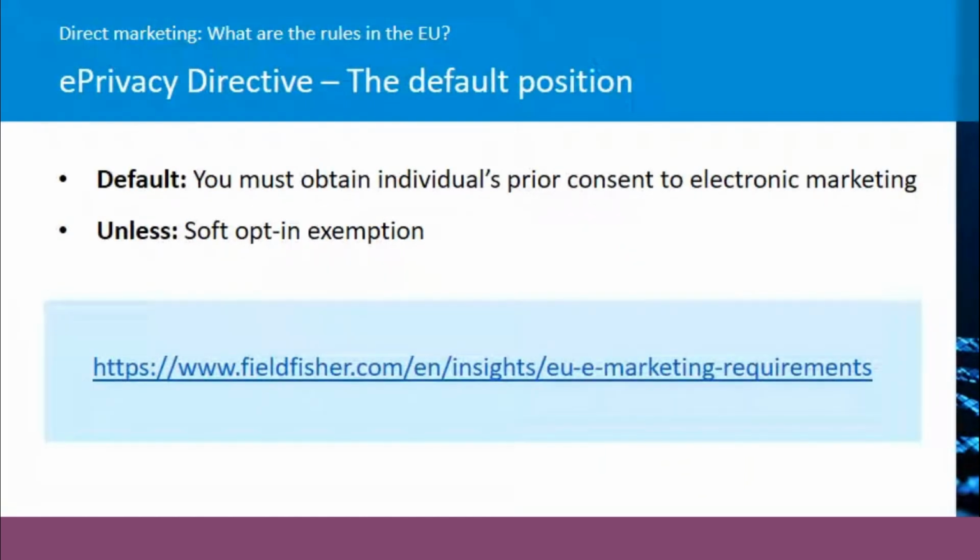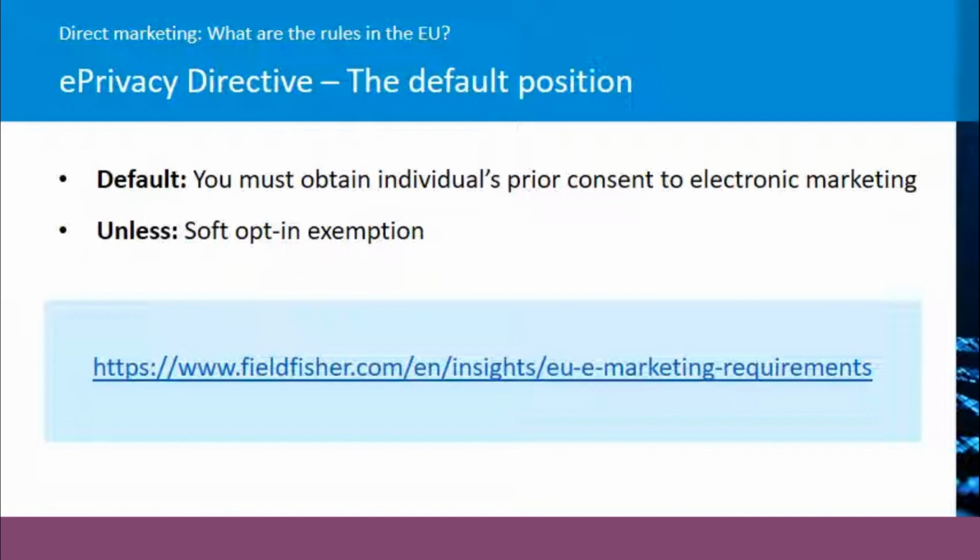Under the e-Privacy Directive, the default position is that when you are sending electronic direct marketing to individuals, you have to first obtain their consent. There is an exemption to this, known as the soft opt-in exemption, which we will explore in more detail in the following slide. This default position of prior consent only applies to business-to-consumer or B2C electronic marketing.